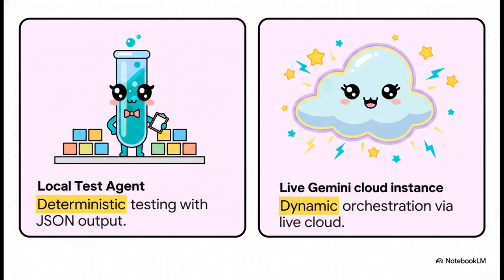You really don't want to start by throwing unpredictable natural language at your app. Instead, you start with the local test agent. This gives you deterministic testing with clear JSON output where you can manually add parameters. It's a highly controlled environment. Then, once you verify that, you unleash the dynamic, flexible power of a live Gemini cloud instance.